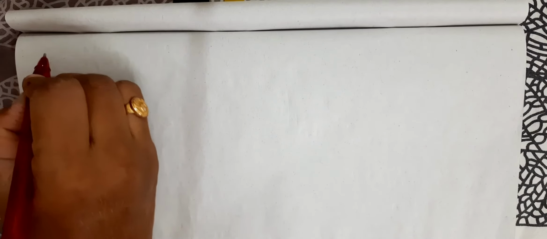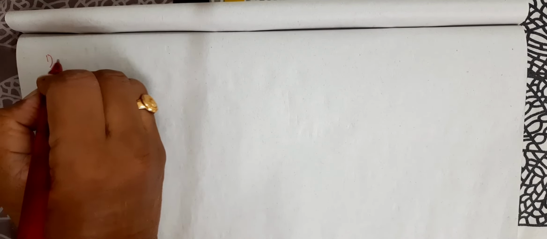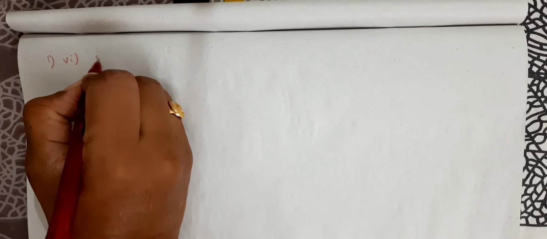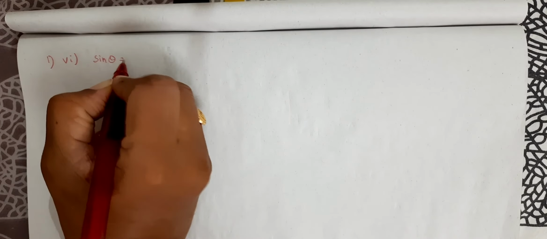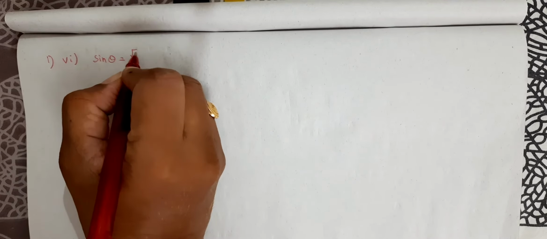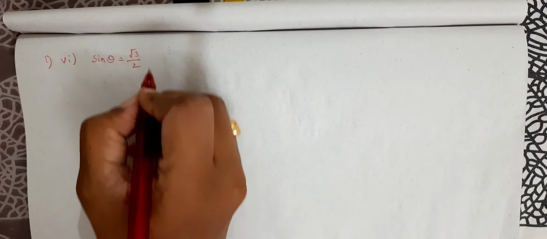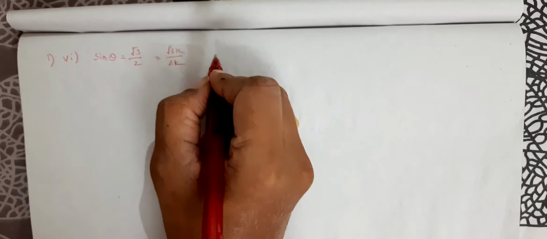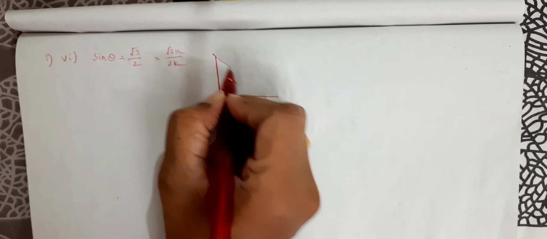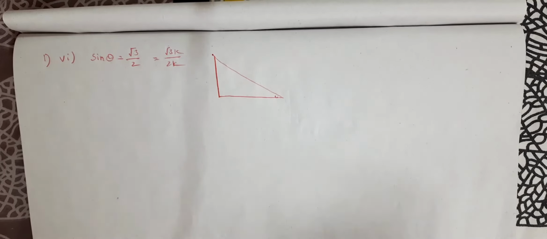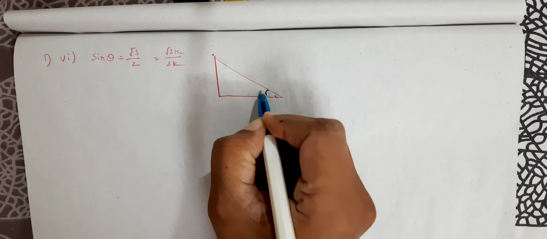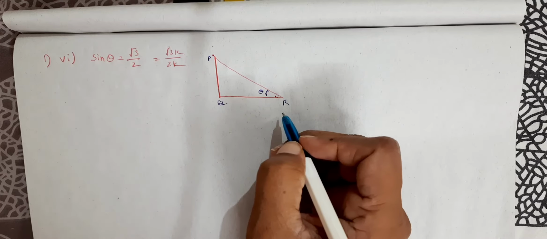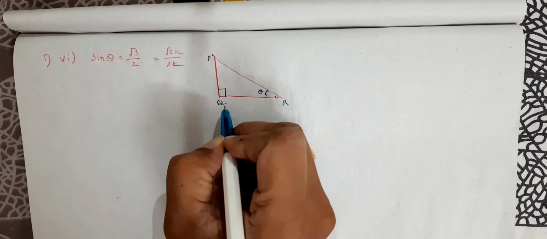Now let me solve the first problem, 6th bit, which comprises a root term. So here also sin theta is given. Sin theta is equal to root 3 by 2. As usual you can write it as root 3k by 2k. If I draw the triangle, let us name this angle theta, and name the vertices p, q, r, with the right angle at q.